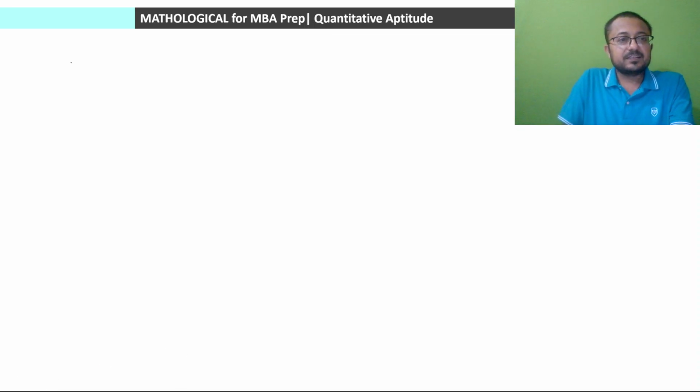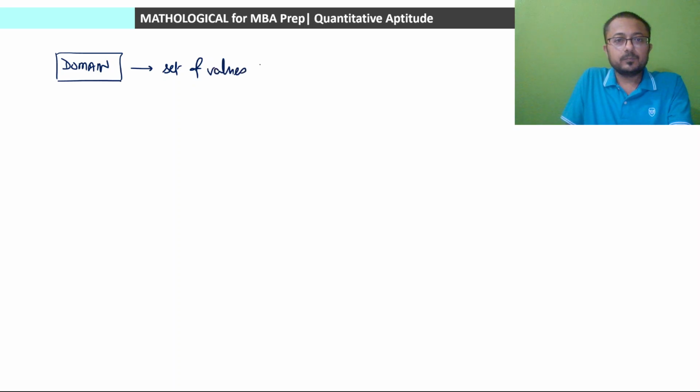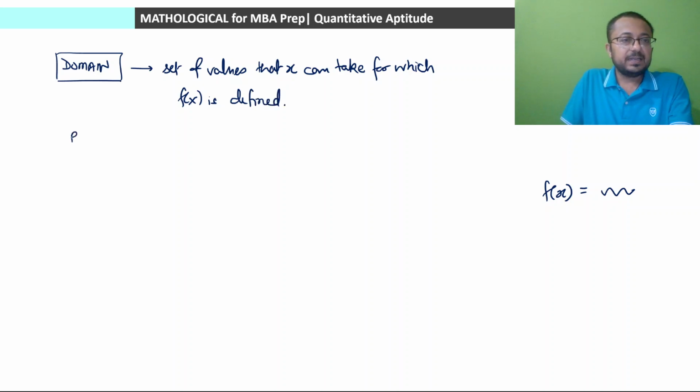So basically, as we discussed, domain is set of values that x can take if you are defining a function f(x) from set A to set B. So in such a case, the set of values that x can take for which f(x) is defined, those values are called domain. And secondly, range. Range is set of values that f(x) can take.